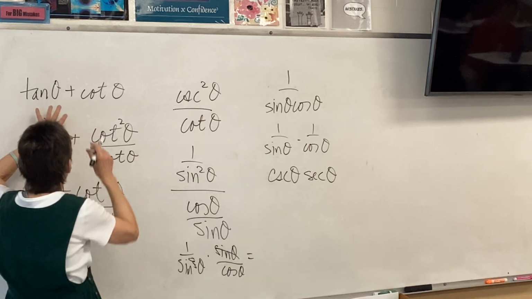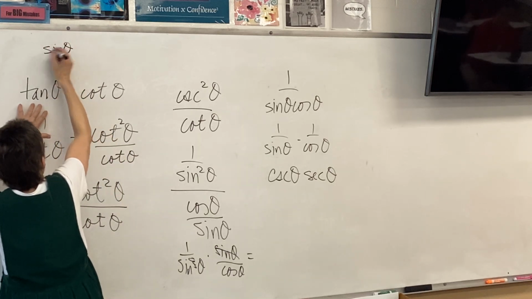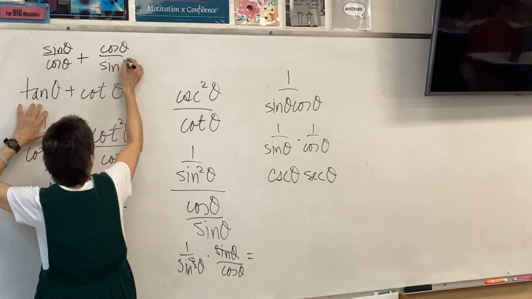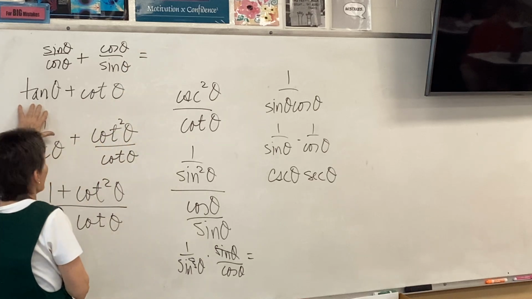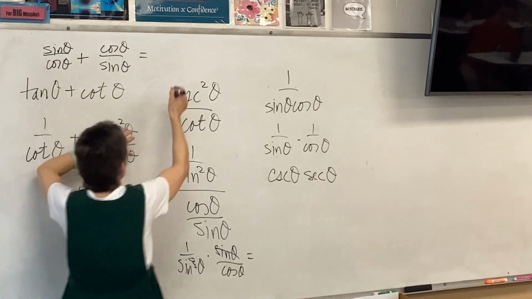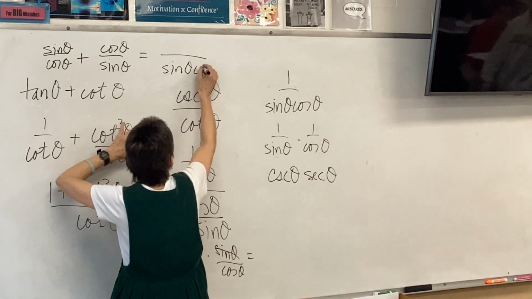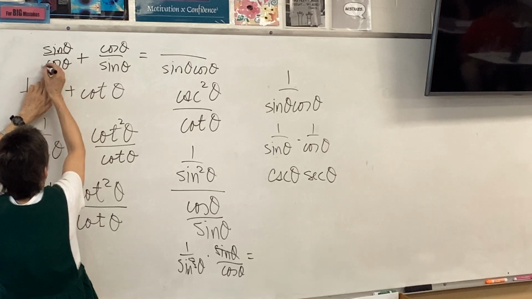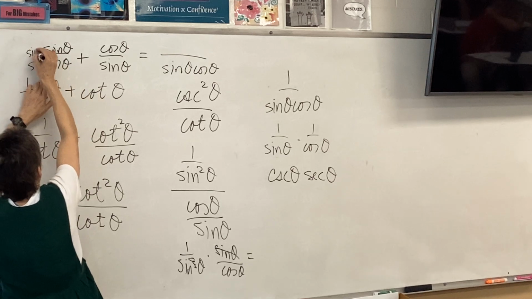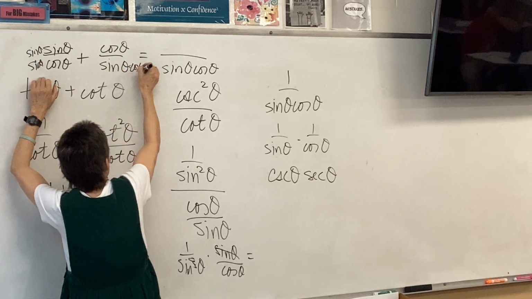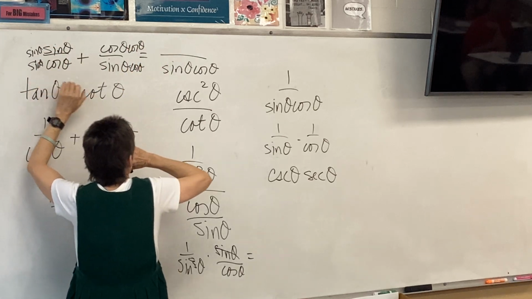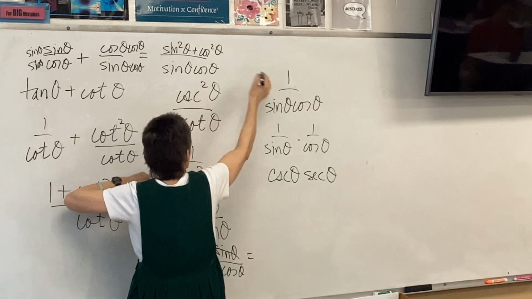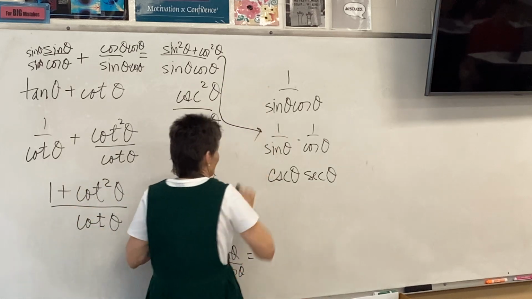I personally would have rewritten the problem in sines and cosines from the beginning. And then gotten my common denominator, which would be sine cosine. But if I multiply this one by sine, so that it has the common denominator, and this one by cosine, so it has the common denominator, look at my numerator. And so that brings me right to here.